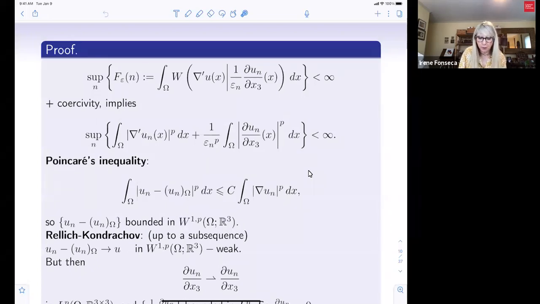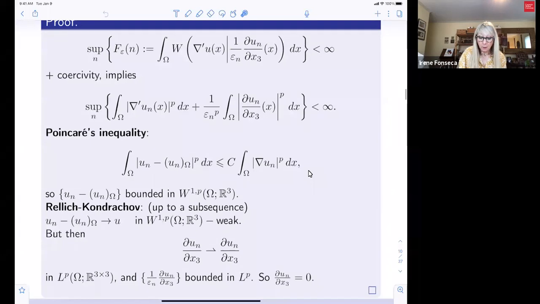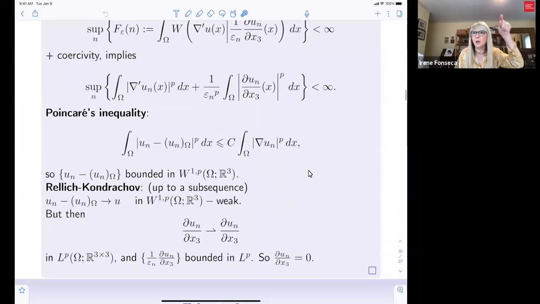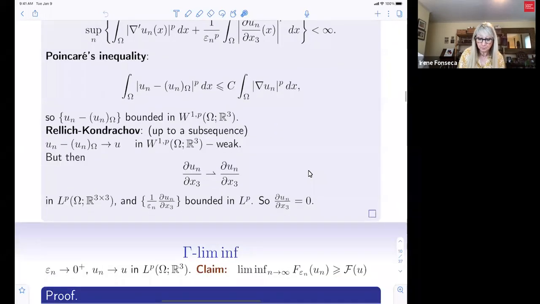On the other hand, by Poincaré's inequality, you have this inequality here. So this is bounded in W^{1,p}, right? Therefore, we know that up to a subsequence, it's going to go somewhere. In particular, we have convergence of the third derivatives, but this is telling you that it had better go strongly to 0. So that means that this one has to be 0, and you're done, right? So you prove that your U is in the right space. That's just coercivity, and the fact that you have this 1 over epsilon.